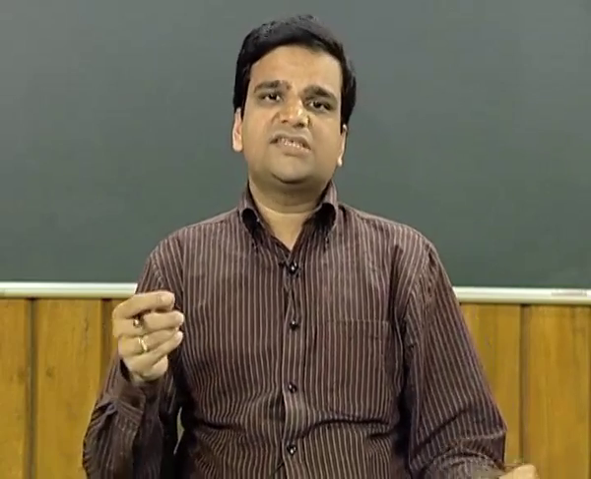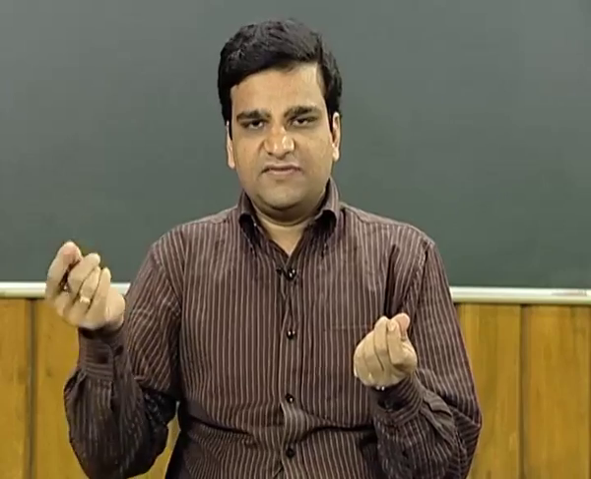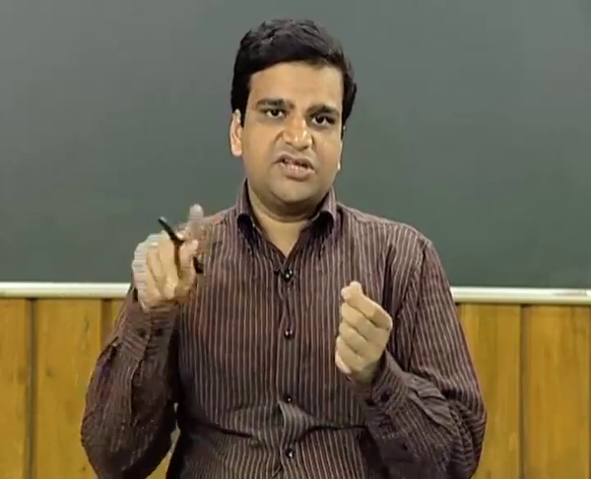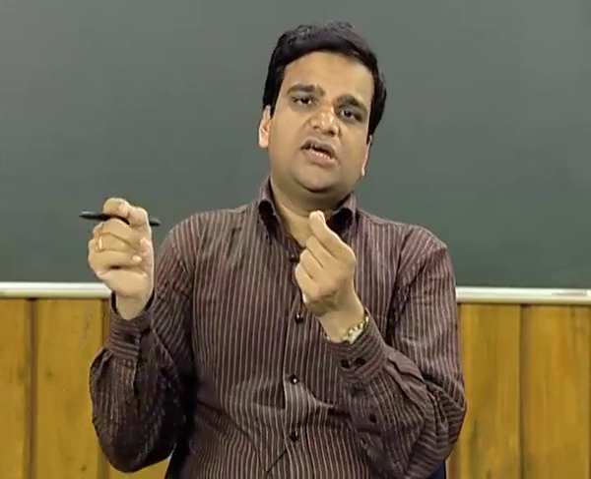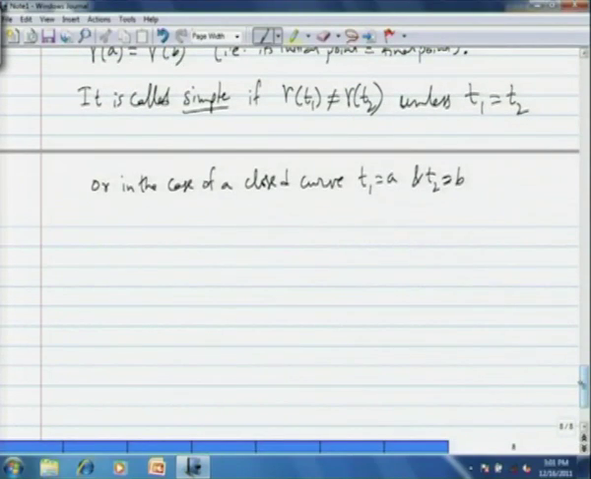What this means essentially is that if you look at the range of gamma, a curve is called simple if it does not have self intersections. The range does not have self intersections, except that the only intersection you will allow is possibly that the initial point is equal to the final point. That is called a simple curve. So, let me say no self intersections, except at the end points, is simple.